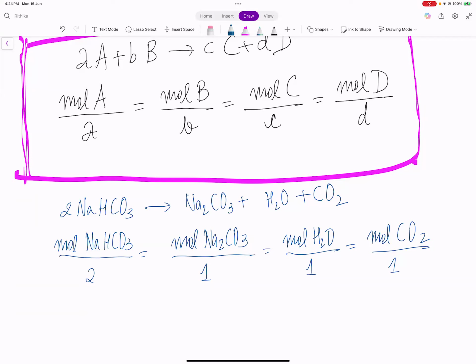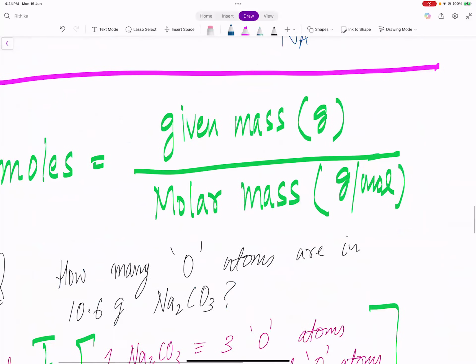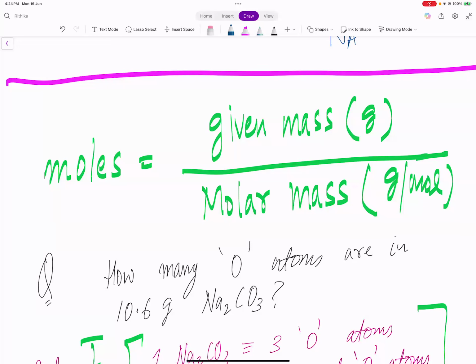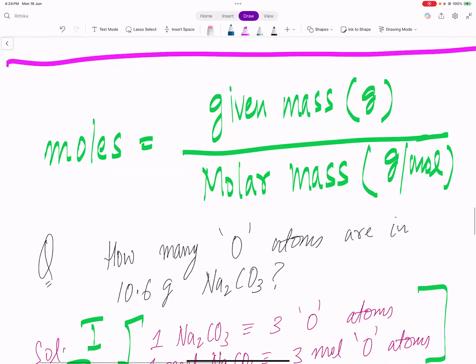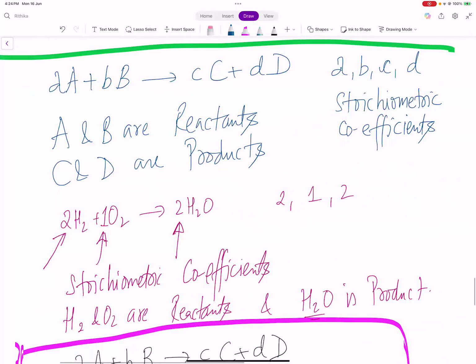See, now we are able to see something. Because if we know the moles, then I can also calculate the mass. Because we have this formula. If I know the moles, and obviously the molar mass we'll always know, we can just multiply mole and molar mass, and I will get the mass. We'll keep on shuttling back and forth. So that is the first thing.